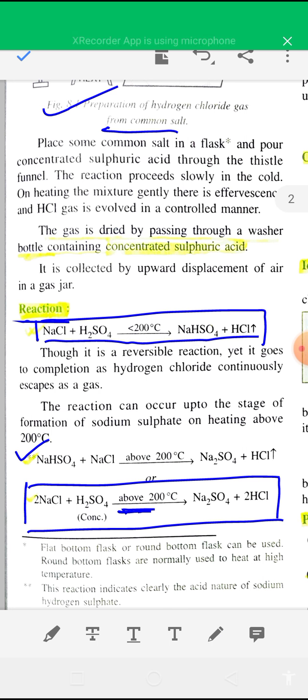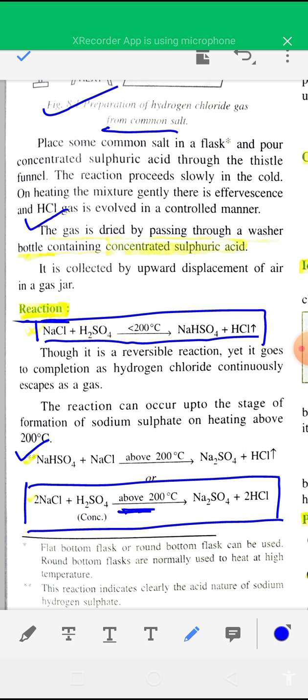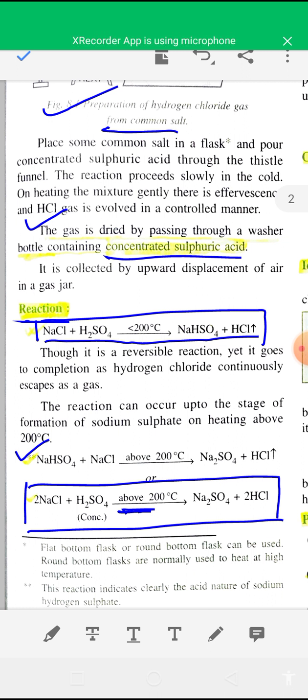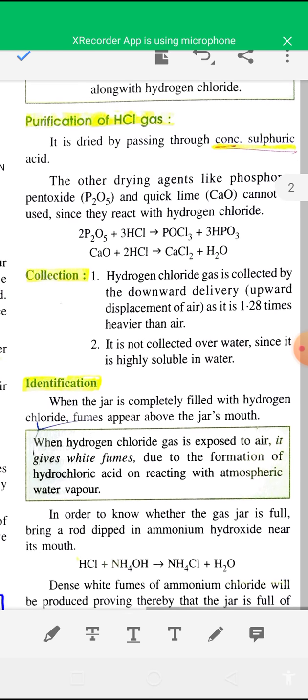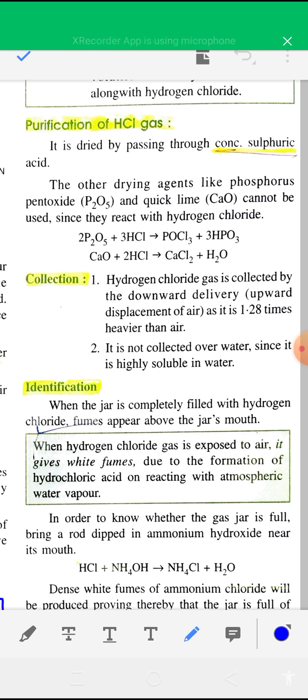The hydrogen chloride gas produced in this reaction is dried by passing through a wash bottle containing concentrated sulfuric acid. So concentrated sulfuric acid is used as the drying agent. This is the preparation and purification of hydrogen chloride. The drying agent is concentrated sulfuric acid; the gas is dried by passing through it.